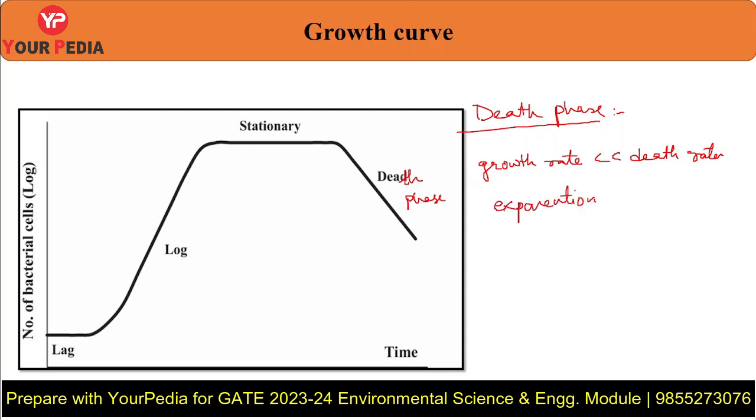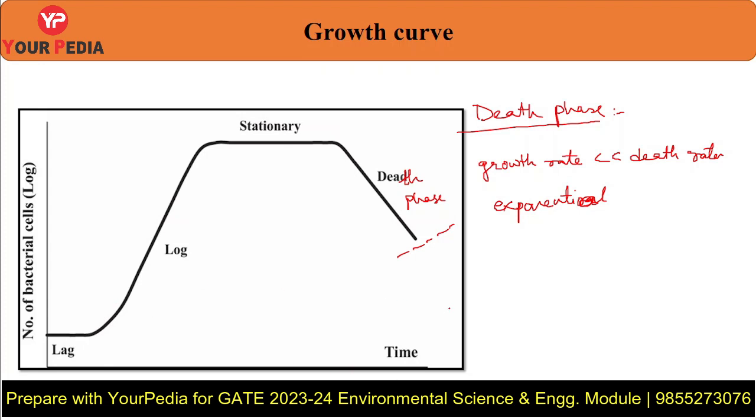In log phase, the cells were growing exponentially. In death phase, the cells are dying exponentially. All right. And this marks the end of growth curve for the microbes in a container or in a bioreactor or in a sludge digester. This is the time during which this whole process from the birth of microbes to the death of microbes takes place.